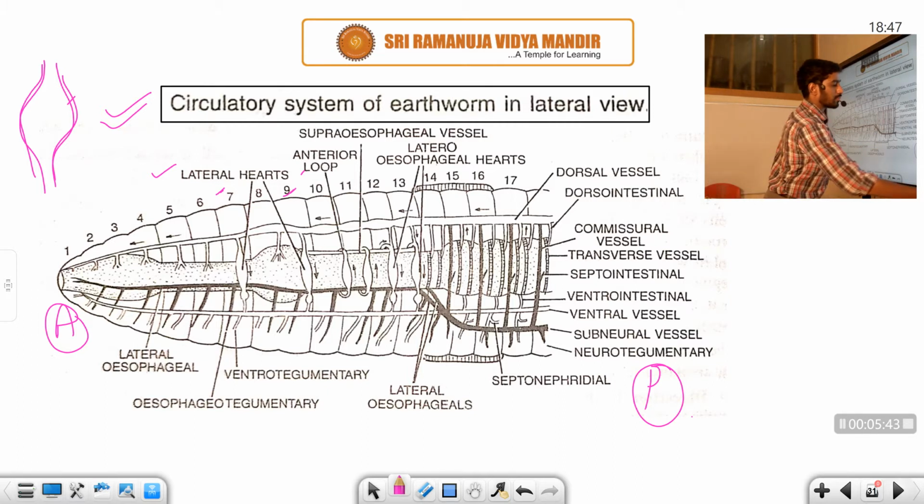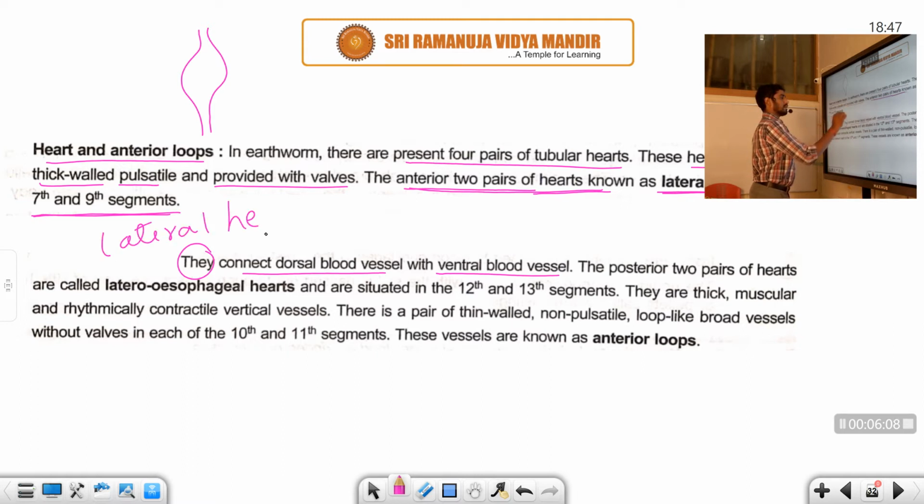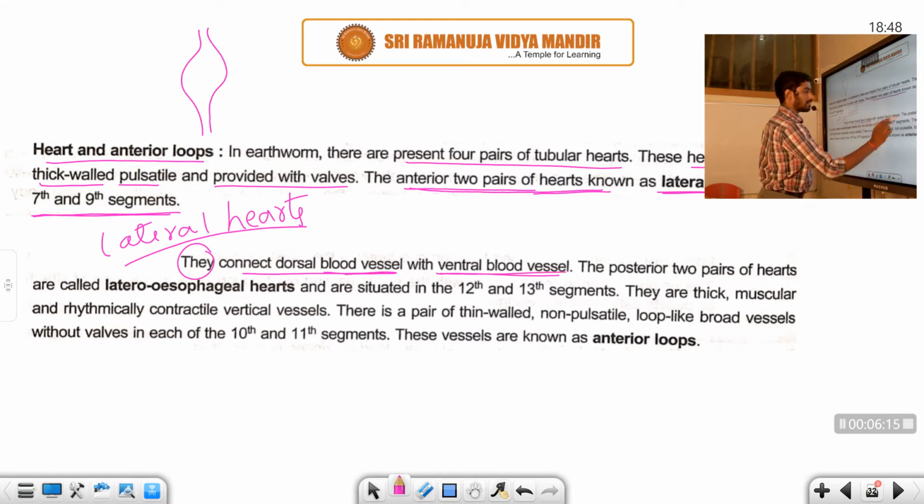So the next important part that we're talking about, the heart and anterior loop. They connect the dorsal blood vessels with the ventral blood vessels. Okay, so they connect the dorsal blood vessels and the ventral blood vessels. So what are they here? They are nothing but the lateral hearts, right? Lateral hearts connect the dorsal blood vessels and ventral blood vessel.